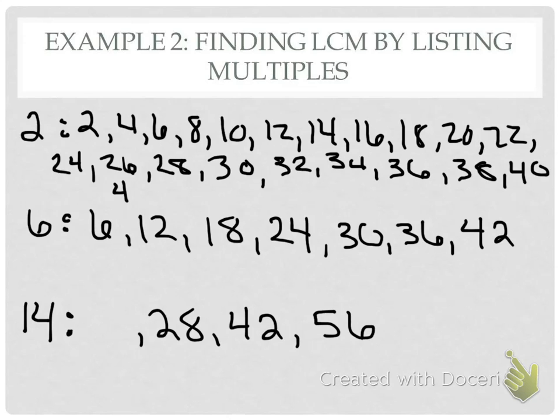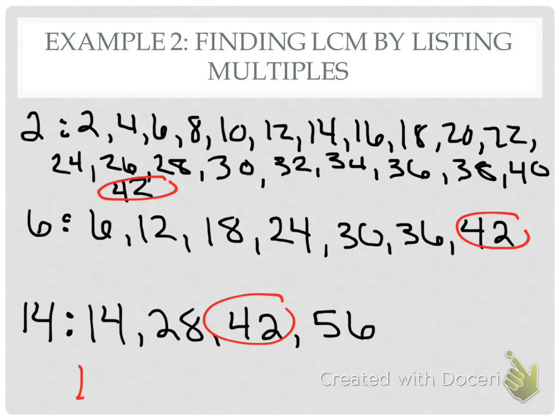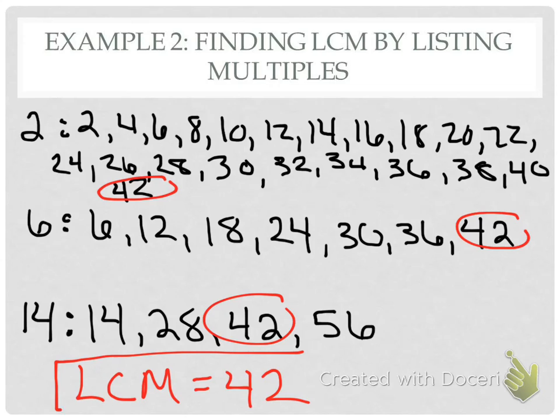Oh, my first 14 disappeared. Okay, so 42 is your LCM. LCM equals 42. Now, the good news is, on the test, it's only going to be prime factorization.